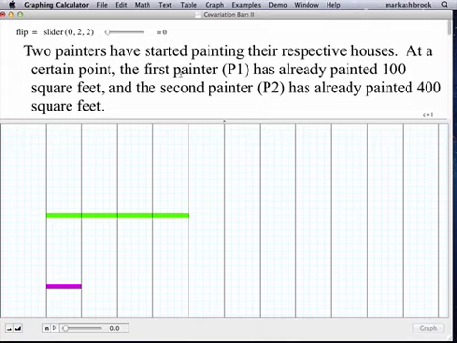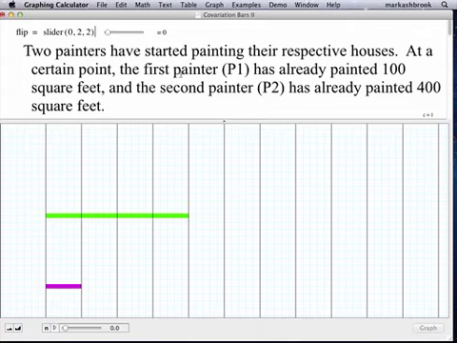Is this what you were thinking? Yeah. Okay, so the top bar represents which painter? Look at that green bar. Which painter does that represent? P2, the second painter. The first painter is the purple bar. Okay?